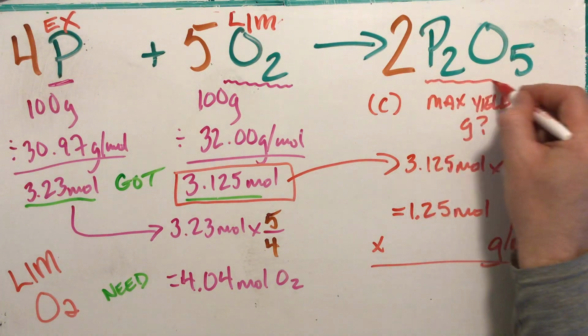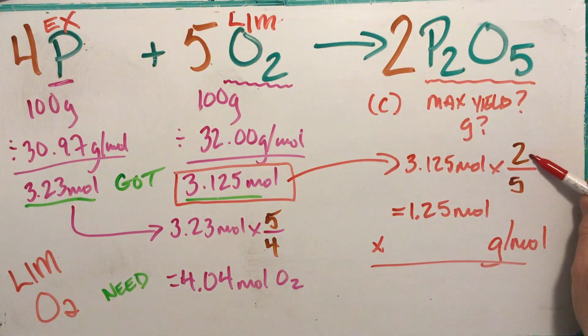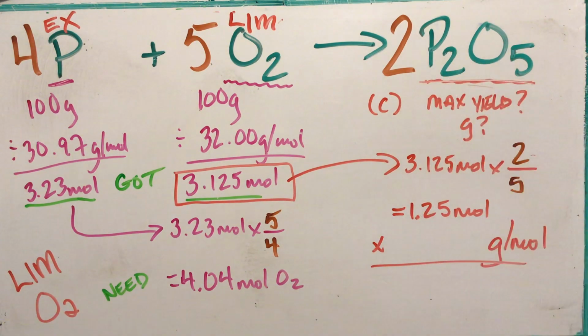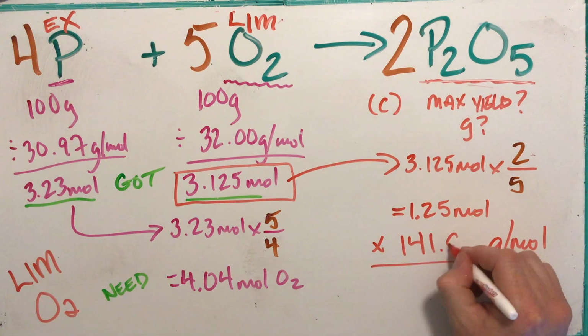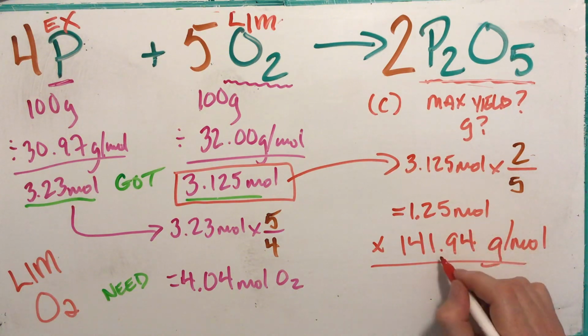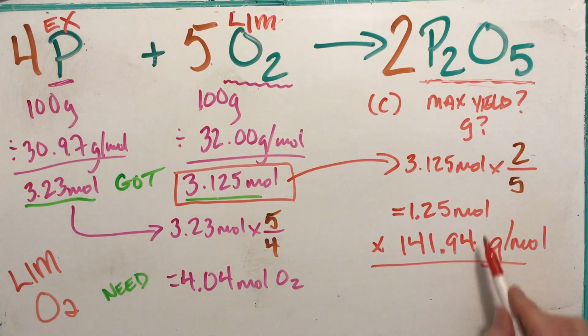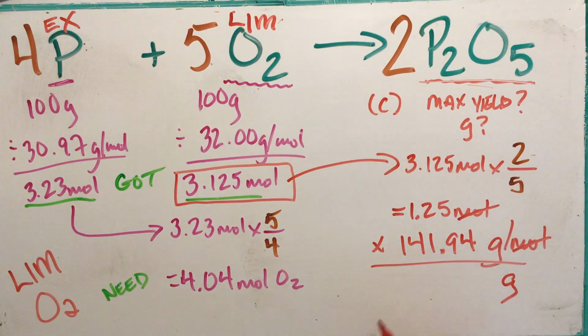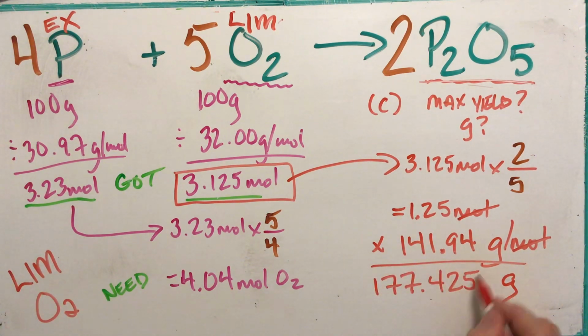So again, I just take the formula. This 2 got used up right here. That 2's gone. It's this. 2 phosphorus, 5 oxygens. When I add that up on the periodic table, it's 141.94 grams per mole. I multiply these 2 numbers, my moles will cancel, and I'll be left with grams, and it will be 177.425, I didn't round off, grams of the P2O5. And that is the final answer for C.